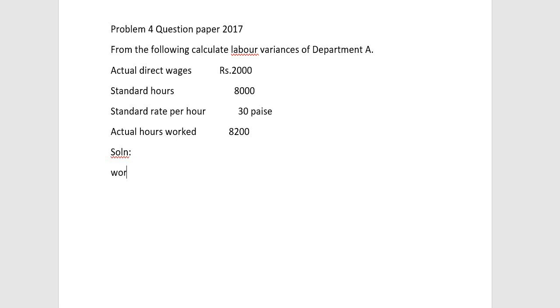The first thing you can do is a working note. Actual direct wages means actual cost, so you can take actual cost is equal to 2000. Next, you can see standard hours. This is also needed. Standard hours is 8000 hours and standard rate is 30 paise.